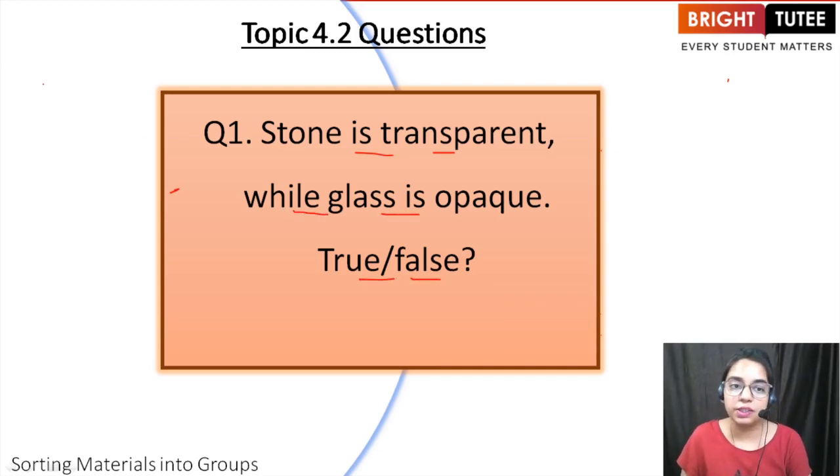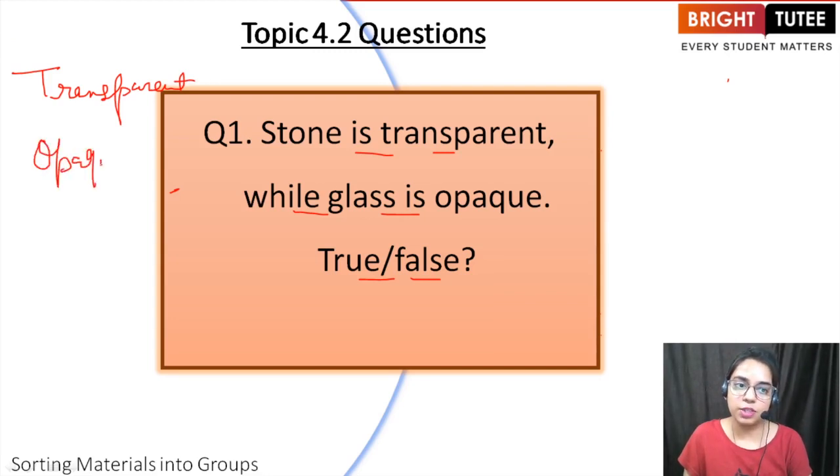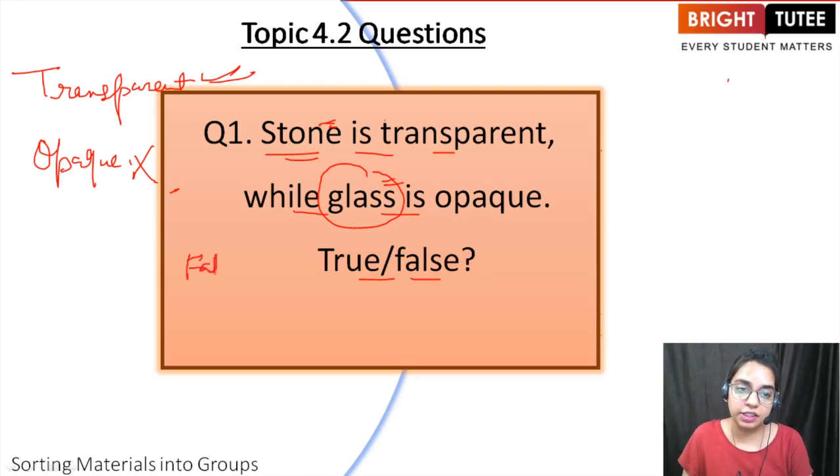For this, students, we need to understand the two terms which are transparent and opaque. The objects through which we can see clearly are known as transparent, whereas through opaque objects we cannot see. Through stones we cannot see anything, so stone has to be opaque, while we can see through the glass clearly, so the glass has to be transparent. So the answer to this question is, this is completely false. Okay, let's move to the next question.